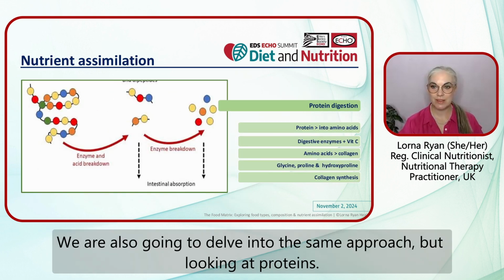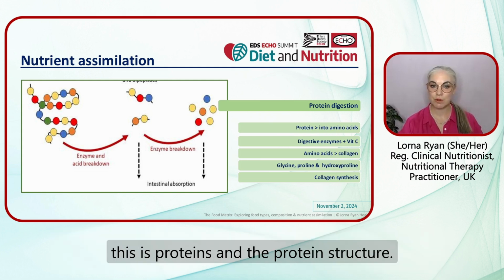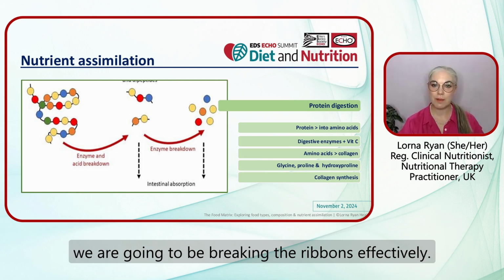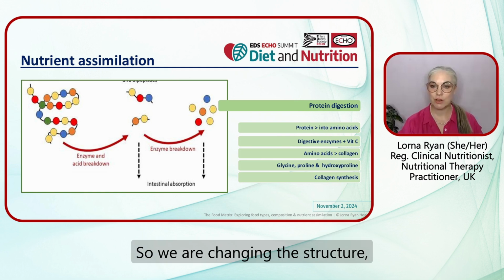And we're also going to delve into the same approach, but looking at proteins. So in the diagram, you can see the really, really lovely long ribbon with beads on. This is proteins and the protein structure. And then during the process of enzyme and acid breakdown, we're going to be breaking the ribbons effectively. And so we're changing the structure.